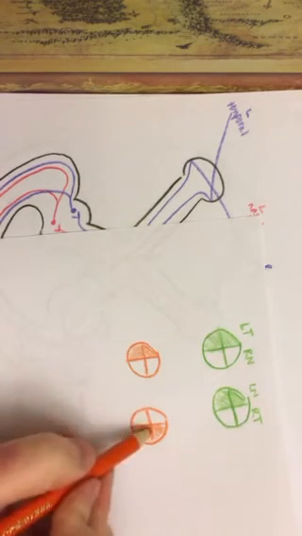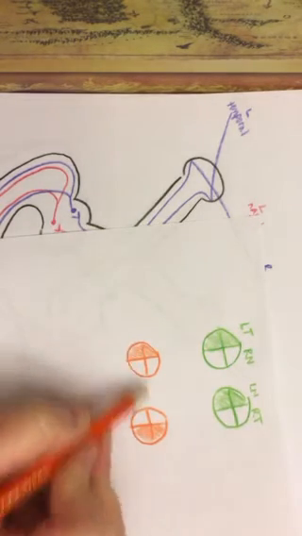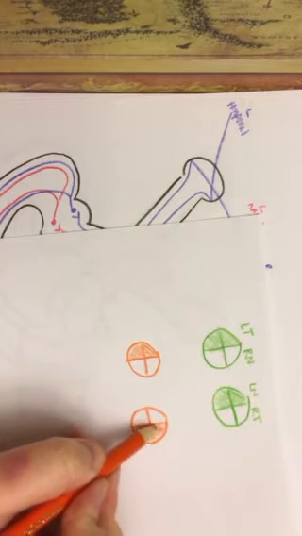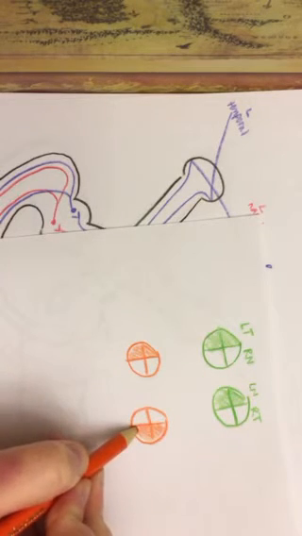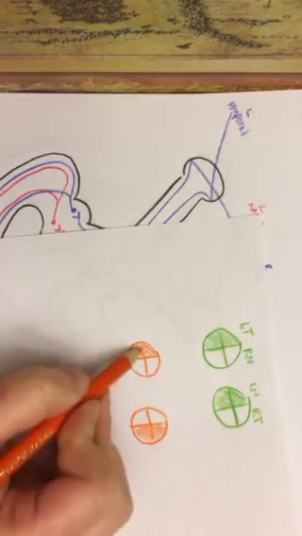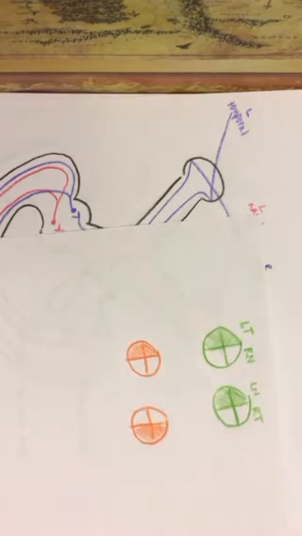Because these are both the temporal fields that are getting knocked out, we call that bitemporal, and because it's affecting the entire half of the eye, we call it a hemianopia or hemianopsia. So this is a bitemporal hemianopsia that we've heard so much about.